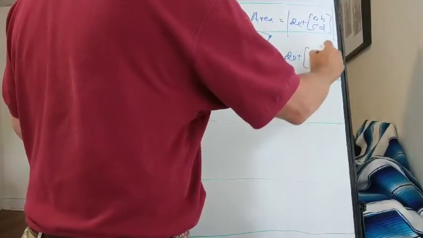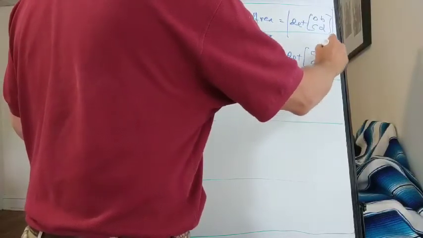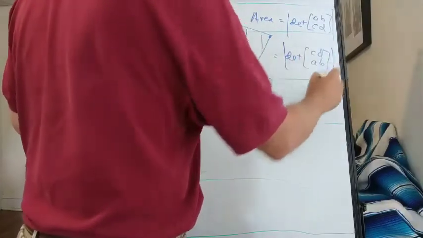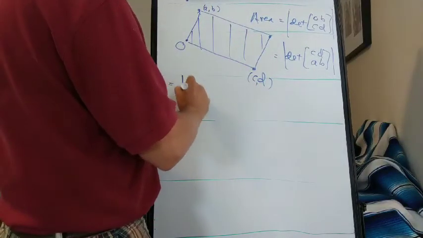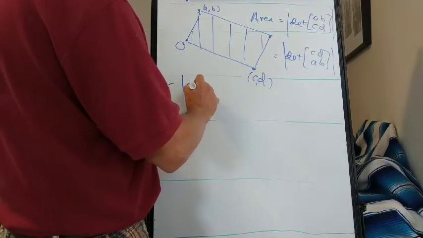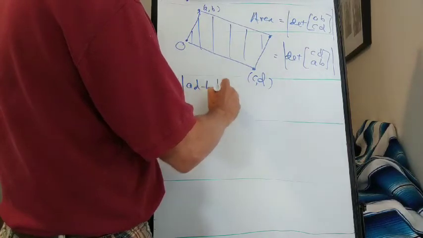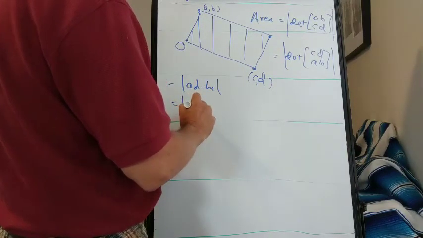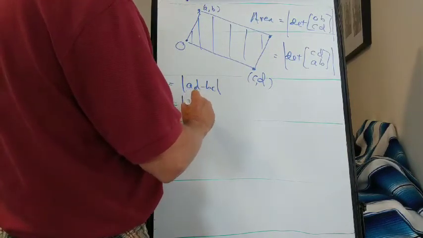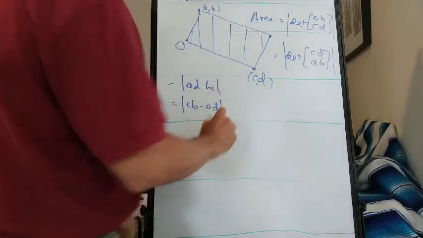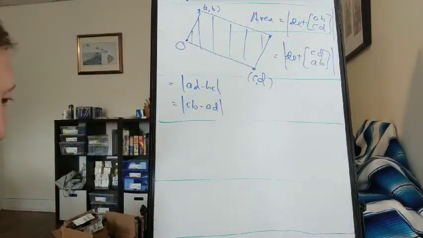And we could put the CD point first and the AB point afterward. It doesn't matter if we're going to take absolute values, because then we just get the absolute value of AD minus BC, or equivalently the absolute value of CB minus AD. Those are both the same since we're taking absolute values.